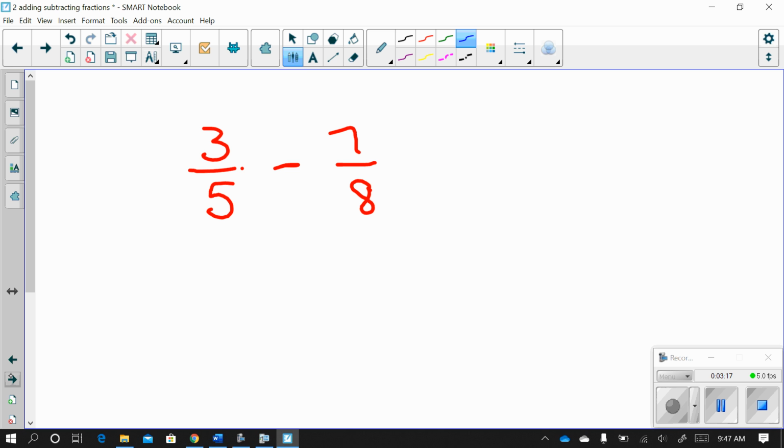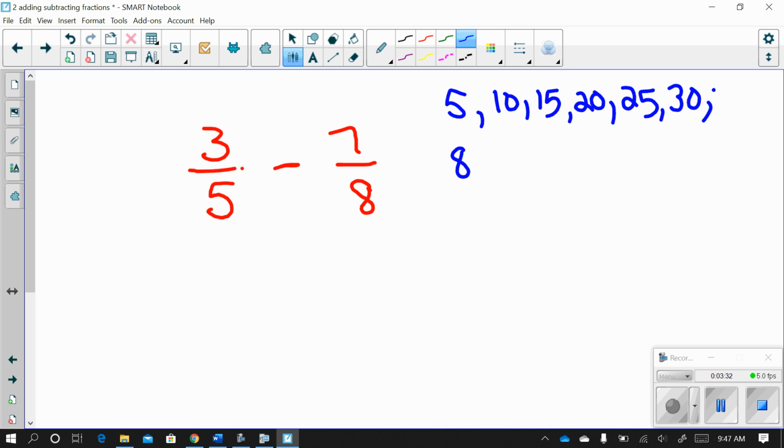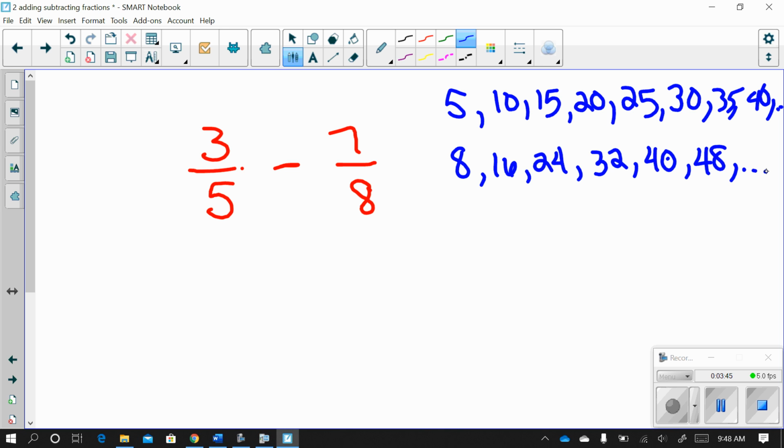Let's look at this one. 3/5 minus 7/8. Not as easy to see our common denominator. So let's go ahead and list our multiples of 5 and 8. Well, we got 5, 10, 15, 20, 25, 30, 35, 40, and so on. 8, 16, 24, 32, 40, 48, and so on. Do they have anything in common? Yeah, they do. They have 40 in common. So that's something over 40.